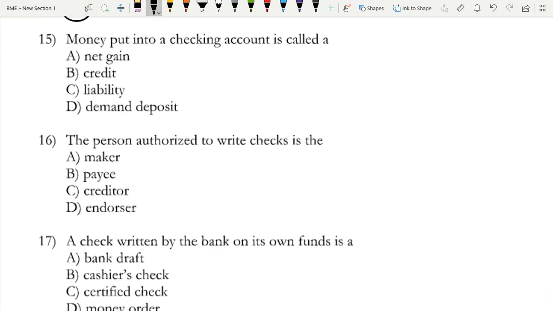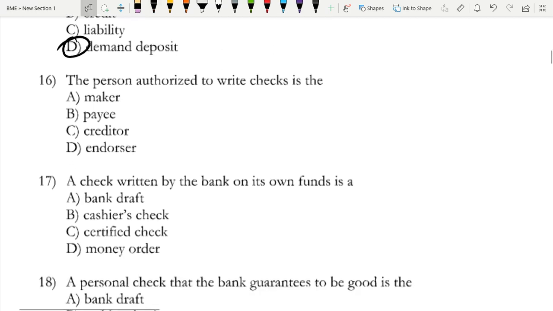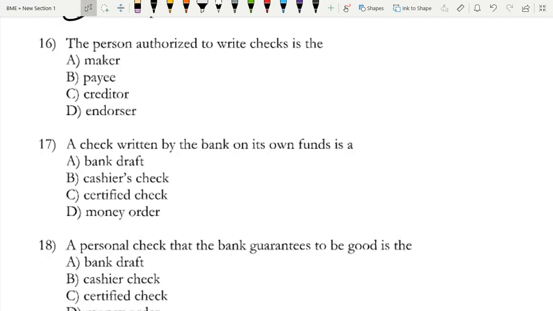Money put into a checking account is called demand deposit. Another important thing to note about demand deposit is that the money can be withdrawn. I'm not going to go over the other three options. We have these on our Quizlet, which we've linked, and it'll just take way too long if I consistently go over all four options.